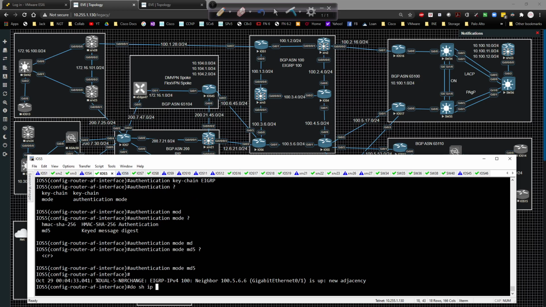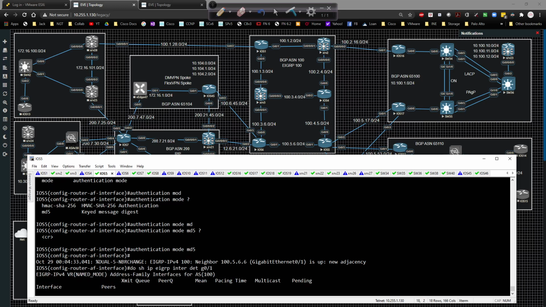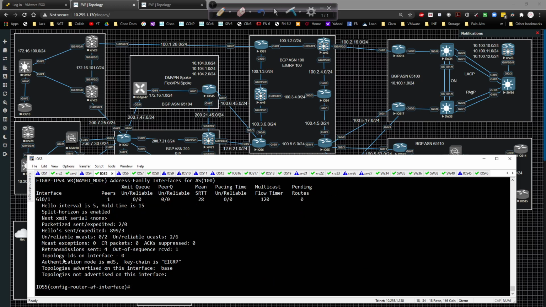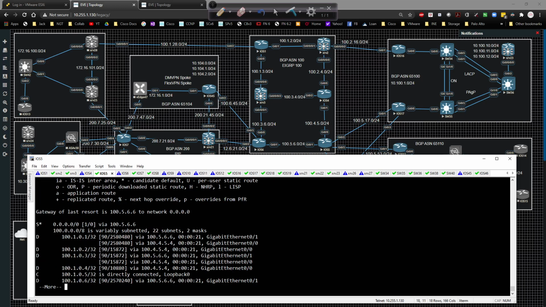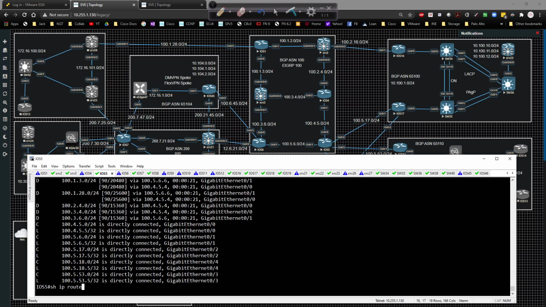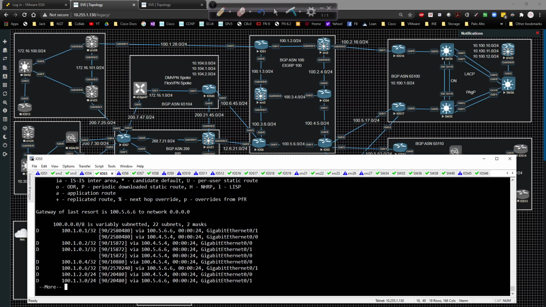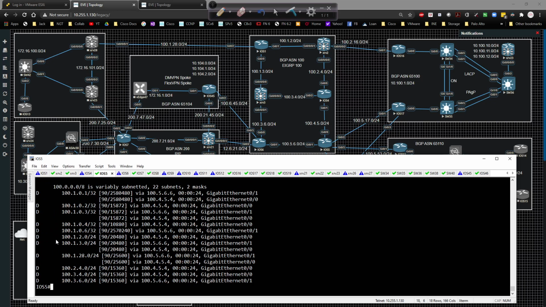So do show IP EIGRP interface detail gig 0/1. We can see that we are now using MD5 with the keychain of EIGRP, and we're in good shape. So now that we have that done, we're going to do a show IP route, and we're going to have a bunch of EIGRP routes in our network. If I look at just the EIGRP table, we'll see what's going on here.